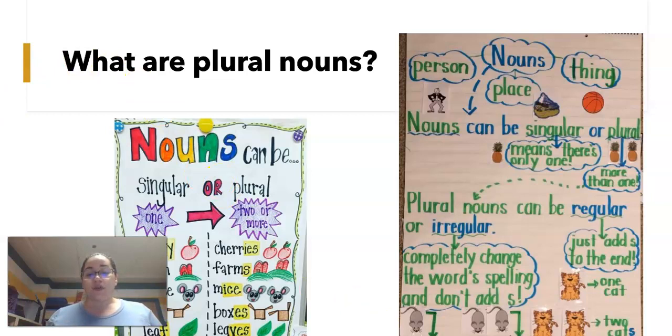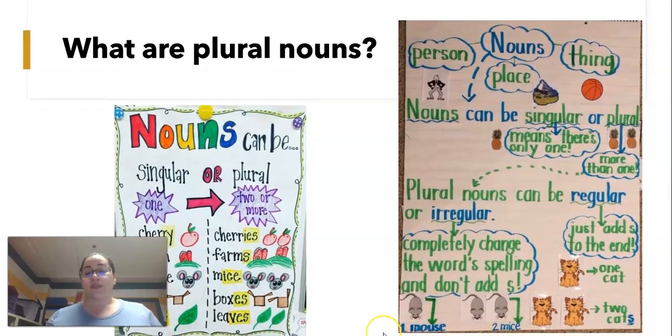If you look closely at the examples they provide here, there is one cat, two cats. But then if you look at this one, one mouse, two mice. So that is how a plural noun can be an irregular plural noun, because the word is completely changed. Let's see if we can identify some regular and irregular plural nouns throughout today's lesson.